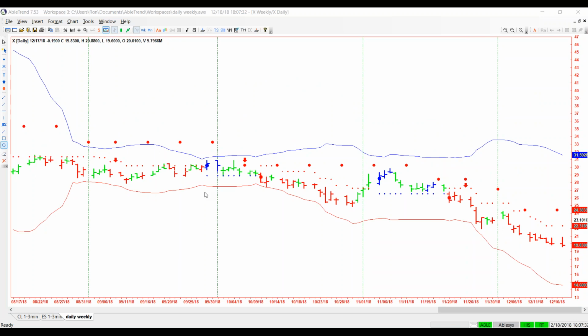Scott asking, the third green bar rule, is that the third bar to open? No, there has to be the third closed bar, because we always make decisions on closed bars.